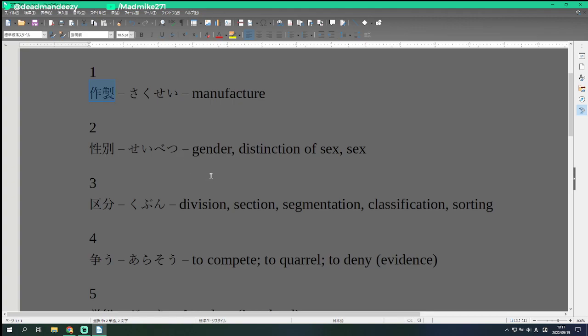Number two is seibetsu. Sei in the first part is gender or sex, and betsu on the right side is distinction. So seibetsu is the distinction of sex, literally, but it could also just mean gender or sex. Seibetsu is your sex or gender.